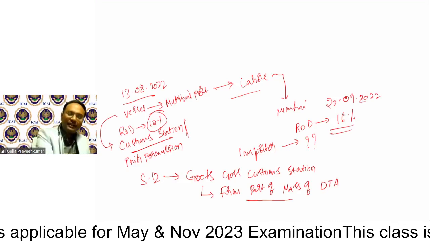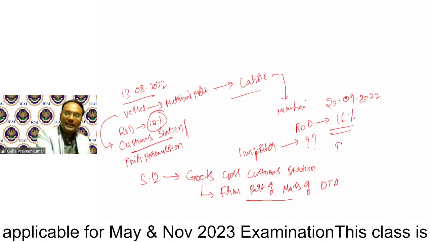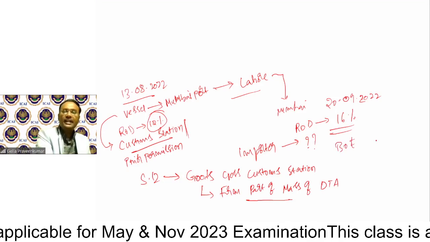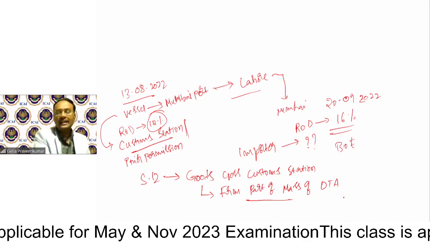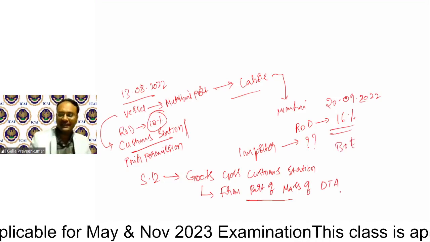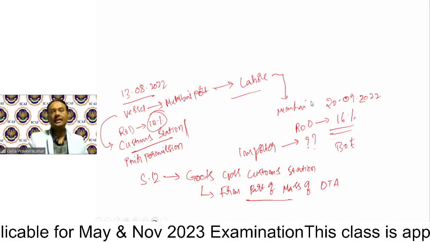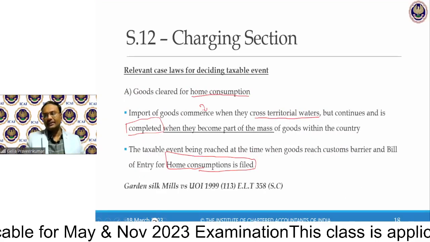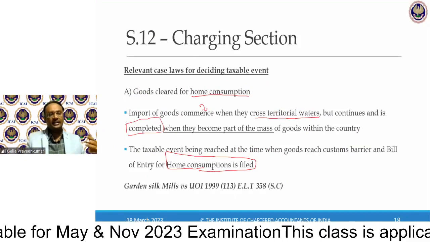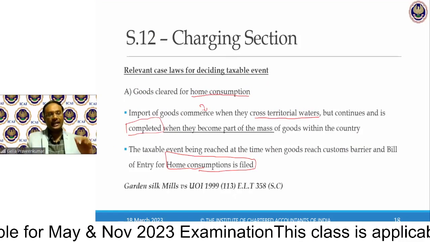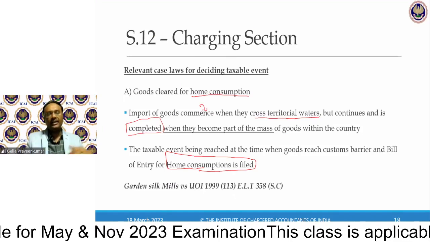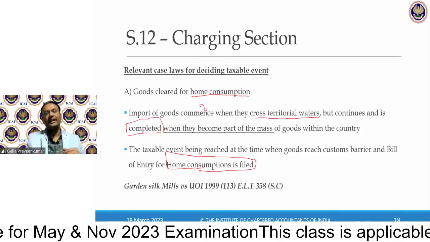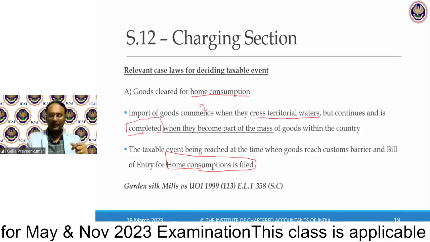The point in time when you file your bill of entry, at that point in time, the rate of tax is 16%. That is the rate of tax you have to pay. This is one argument which happened in this Garden Silk Mills case. So this is the point where the law says that the taxable event shall be the point in time when goods reach the customs barrier and the bill of entry has been filed.